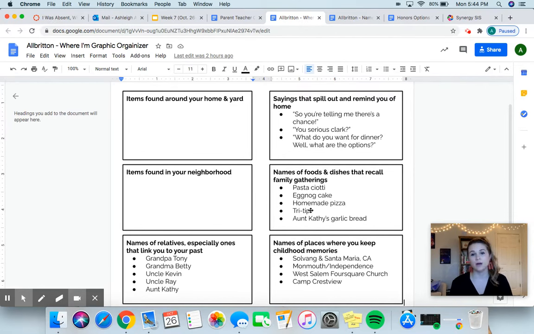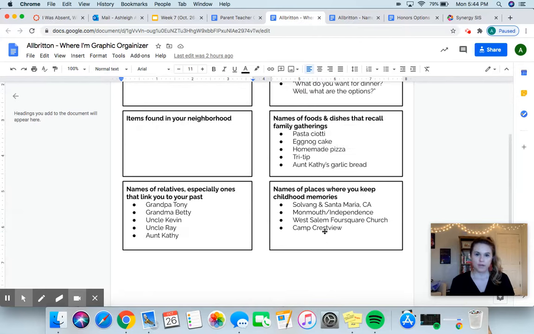Tri-tip, I love tri-tip. I grew up eating it. My dad would make it, and when we would go down to visit my Aunt Kathy in Southern California, her husband, my uncle, would make it, and she would make her famous garlic bread. So just a few ideas.